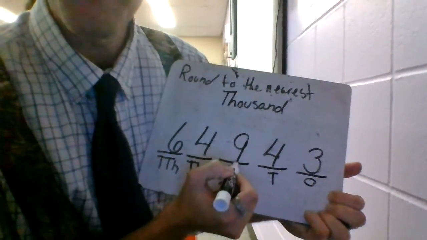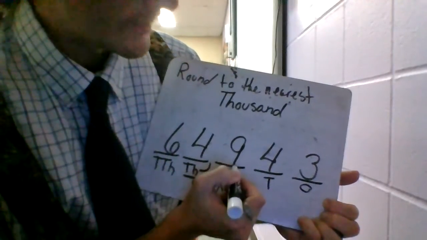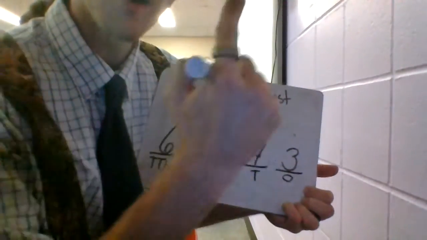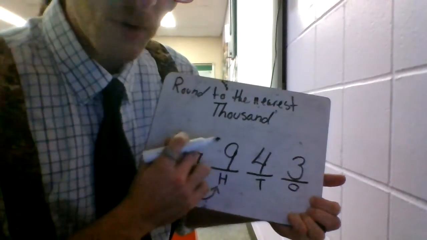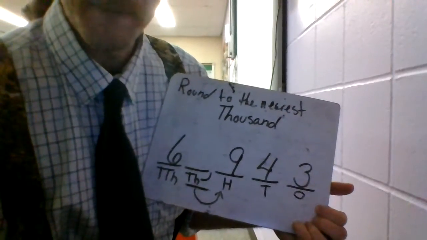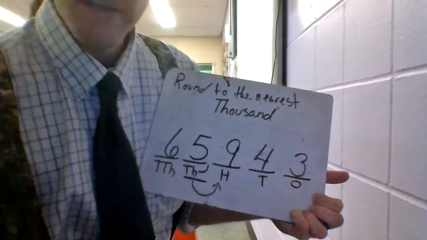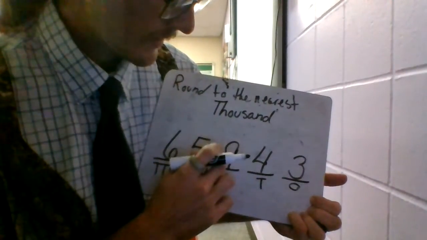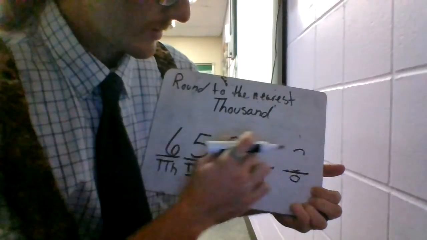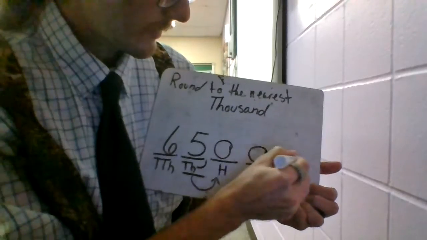Is 9 4 or less, or is 9 5 or more? 9 happens to be 5 or more, so this will go up. Those are your only two options. It's up 1 or stay the same. That will change to a 5. It'll go up. And all of the lower place values will then become zeros.